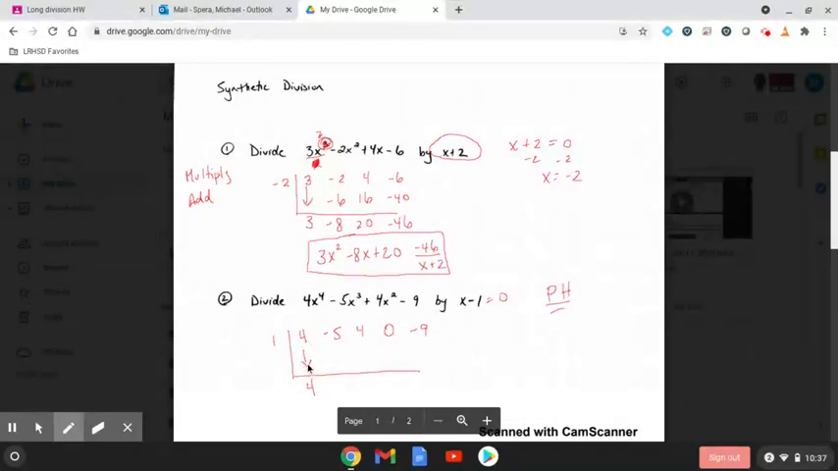The first term drops down. We multiply. 1 times 4 is 4. We add. We multiply. 4 minus 1 is 3. We multiply. 1 times 3. We add 0 and 3. 1 times 3 is 3 again. And then negative 6.